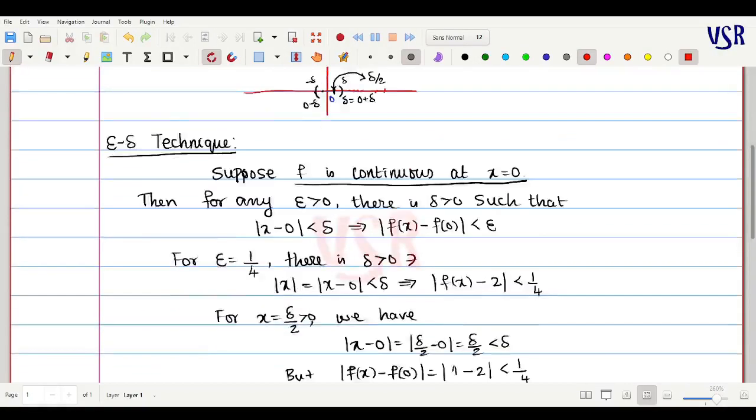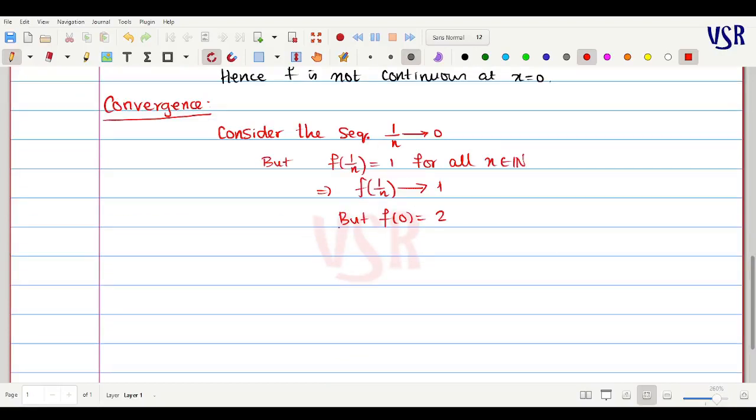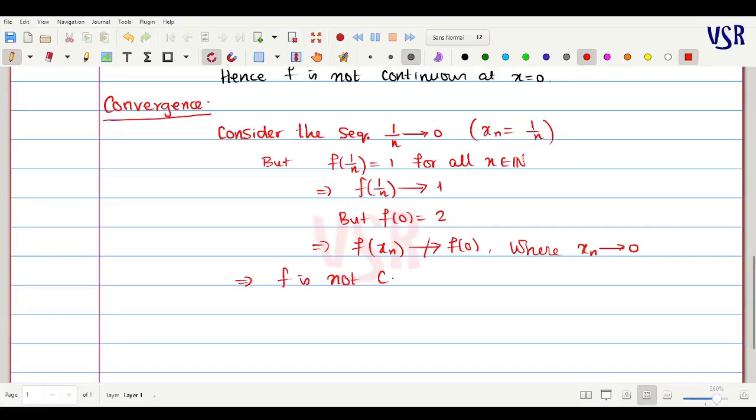Therefore this implies that for this sequence, taking xn equal to 1 by n, f of xn does not converge to f of 0, where xn converges to 0. So this implies that f is not continuous at x equal to 0. Not continuous at x equal to 0.